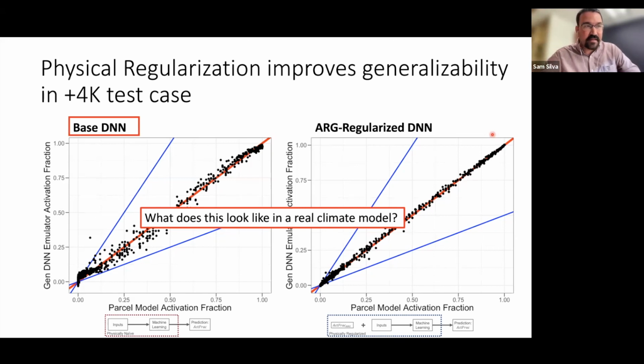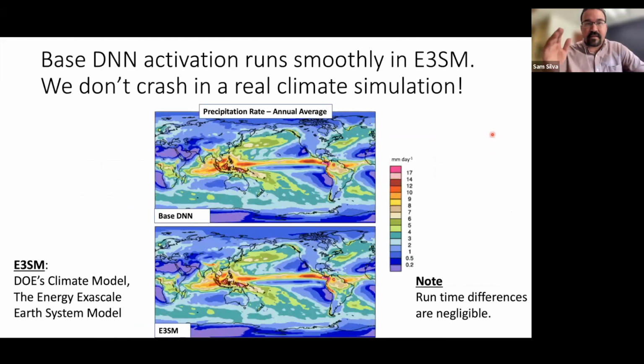And we did that using the Fortran to Keras bridge that was led by a student, partially supervised by Mike Pritchard, Jordan Ott. And when you do that, this is, I think, probably the most exciting result of my entire time working at the Pacific Northwest National Lab: a figure with two figures that look the same, right? What we find is that putting the base deep neural network activation scheme online into the Energy Exascale Earth System Model, E3SM, does not crash in a real climate simulation.